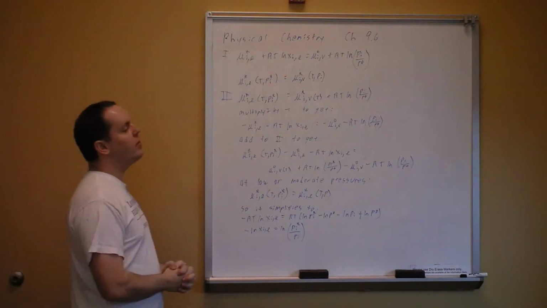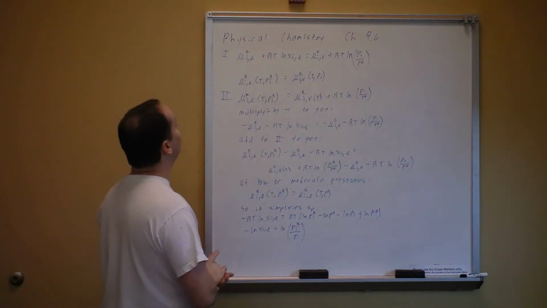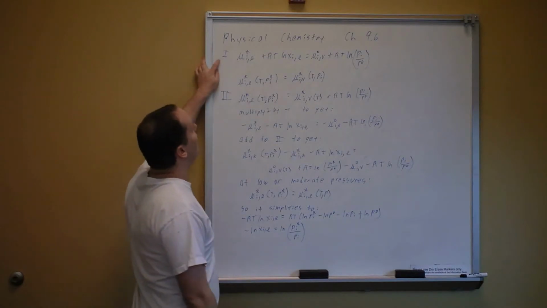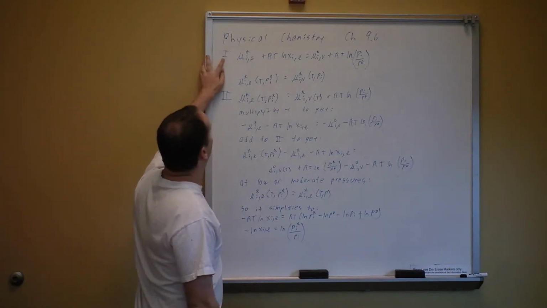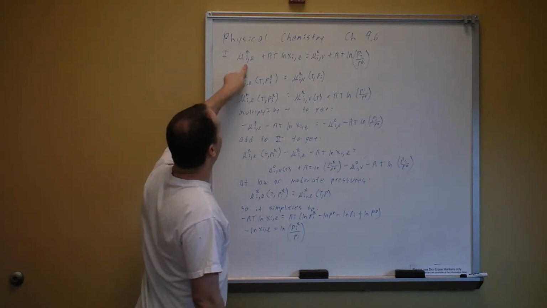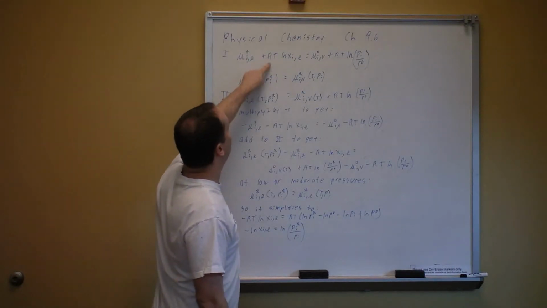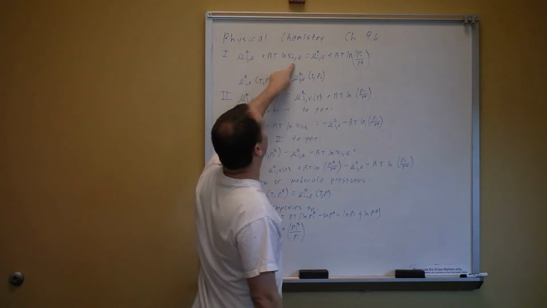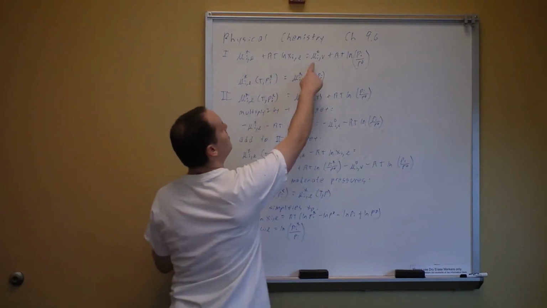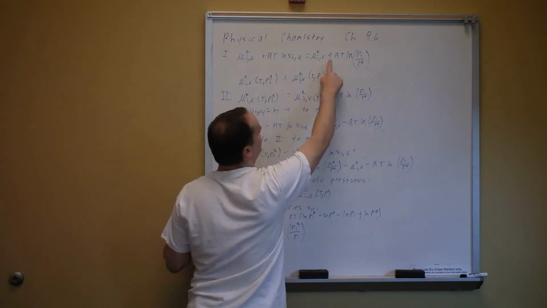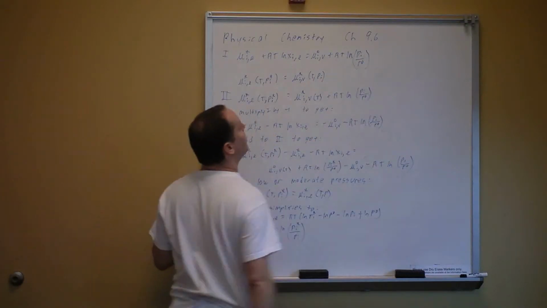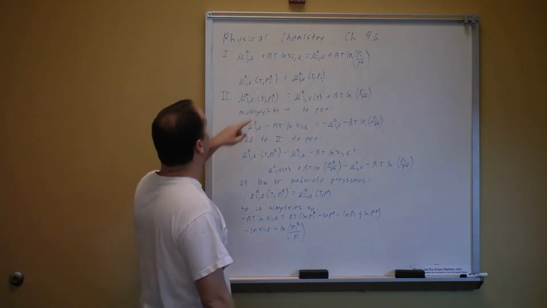Okay, continuing on physical chemistry, chapter 9, section 6. So we're going to number a couple of equations for reference because they're important. Equation 1: we have the chemical potential of I in the liquid phase unmixed plus RT natural log of the mole fraction of I in the liquid phase, equal to mu sub I in the vapor phase at standard state plus RT times the natural log of the partial pressure of I over P naught.